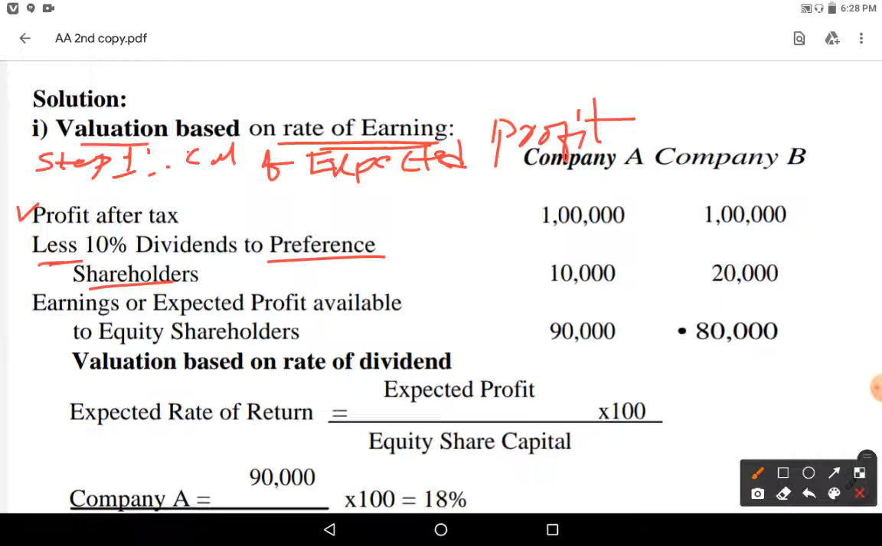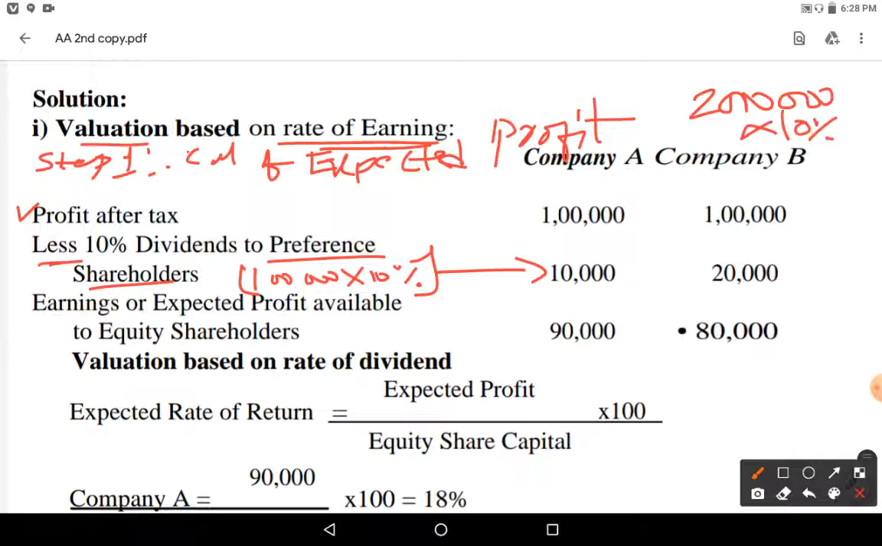In case of company A, we have 1 lakh preference share capital. So 1 lakh into 10% is 10,000, taken here. Similarly, for company B, we have preference share capital of 2 lakhs. So 2 lakhs into 10% will be 20,000, which is here.